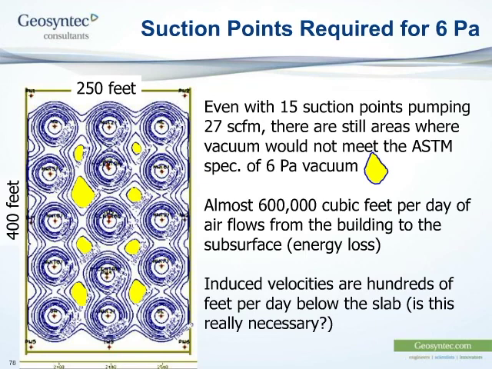We can look at the distribution of vacuum underneath the building and the flow velocities using mathematical modeling. You find in order to get to a target vacuum underneath the building of 6 pascals, which is recommended in the ASTM standard for radon mitigation, that, for a particular building, you might need flow rates of hundreds or many hundreds of standard cubic feet per minute. And even then, you might have some regions between your extraction points that don't quite get to the 6 pascal vacuum.